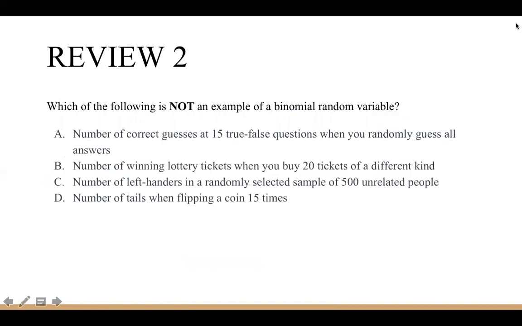Okay, so our next question. Which of the following is not an example of a binomial random variable?